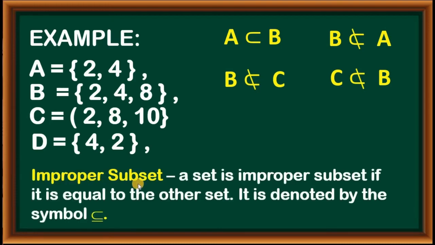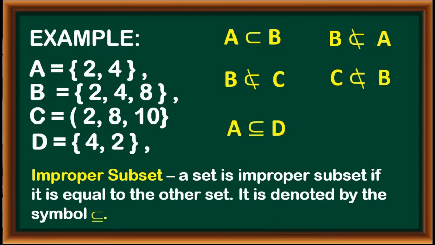How about this one? Improper subset. How can you say that it is an improper subset? An improper subset is a set wherein it is equal to the other set. So it is denoted by this symbol. Take note of the symbol. It's like a U and an I lying down. So, you will only use this symbol if the sets are equal.